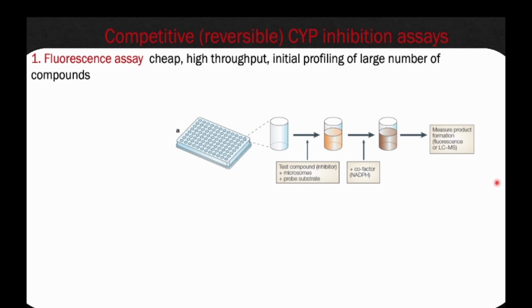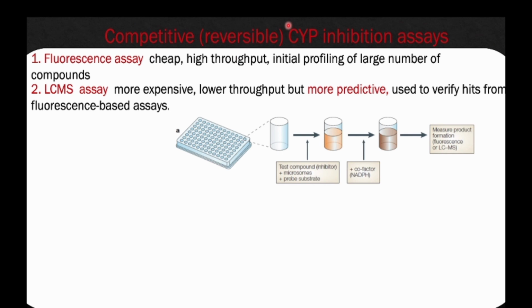If we look at competitive reversible cytochrome inhibition assays, we can use first, for example, a fluorescence assay. The fluorescence assay is cheap. We can use it for high throughput screening and the initial profiling of a large number of compounds. Essentially we take a 96 well plate, we add our test compound, an inhibitor, plus our microsomes and also a probe substrate. Afterwards we add a cofactor such as NADPH. Then we can measure the product formation as fluorescence or using liquid chromatography mass spectrometry, LCMS.